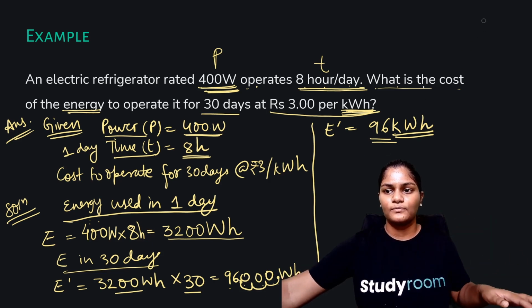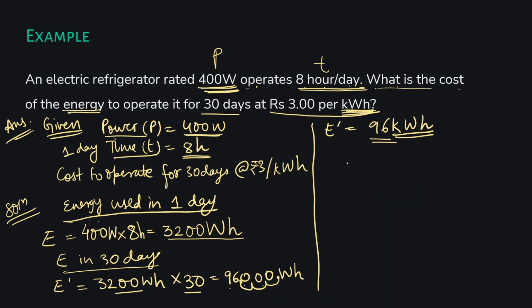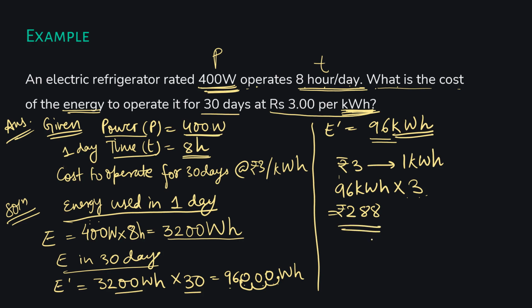So simply, what is the concept we use for calculating the cost? If 3 rupees is for 1 kilowatt hour, then for 96 kilowatt hour, how much cost will it be? 3 rupees for 1 kilowatt hour. So for 96 kilowatt hour, it would be nothing but 96 into 3, which is 6 3s are 18, 9 3s are 27, 28. So it is nothing but 288 rupees.